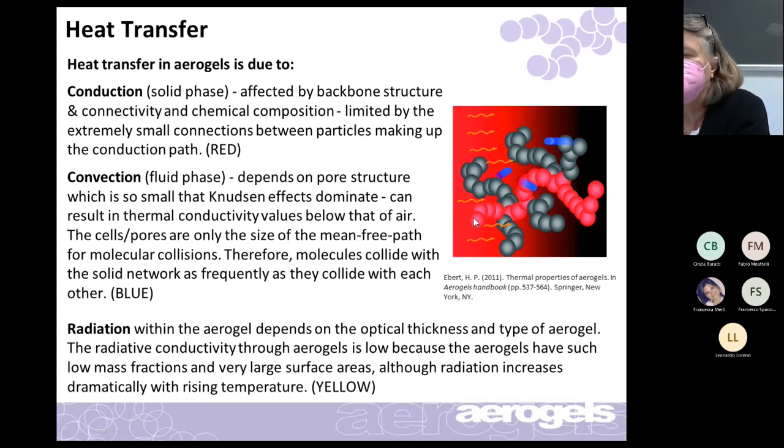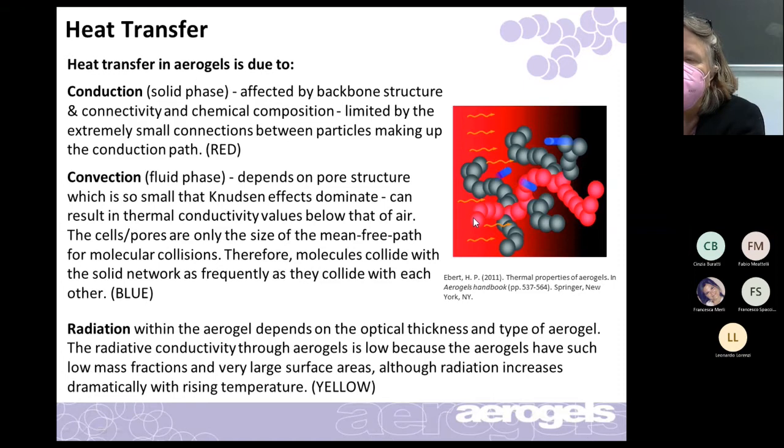The second phase or manner for heat transfer is convection, which we call the fluid phase. So you transfer heat because the gas can move, and with it, it can transfer heat. And with the aerogel, it's very dependent on the pore structure.